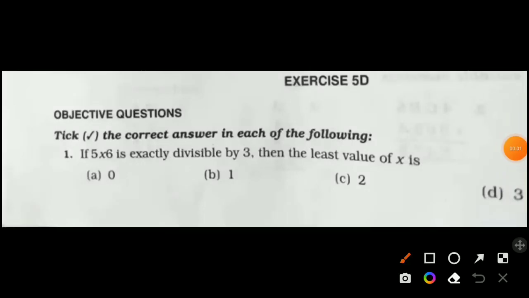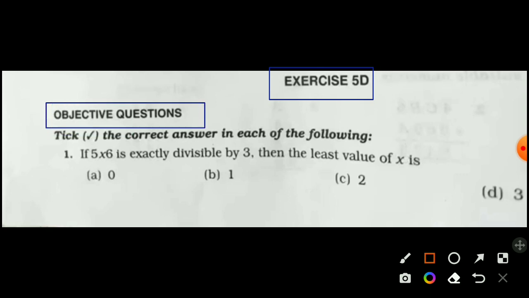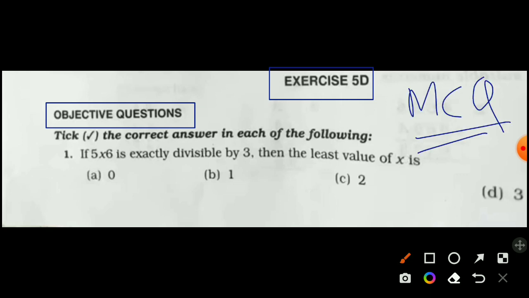Hi friends, so let's solve exercise 5D of Aggarwal class 8. This is objective type questions. This exercise is totally based on objective type, it means MCQ questions. Okay, so question number one is here. We have to just tick the correct answer.